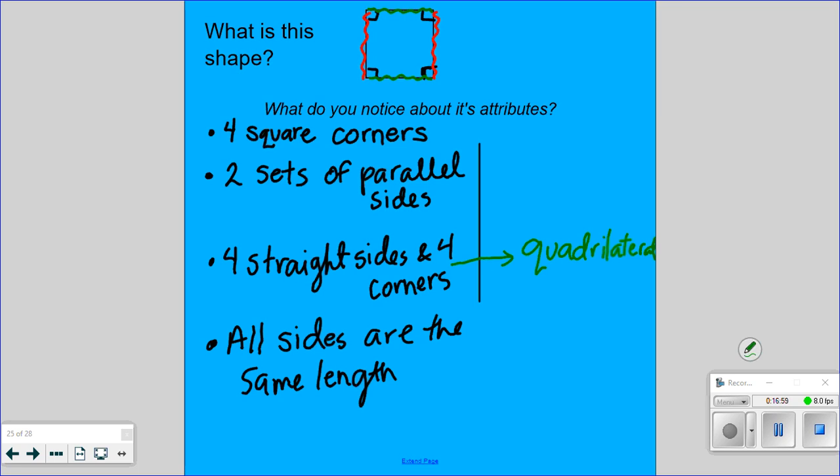Will, you got some other thoughts? I think it's a parallelogram. It is a parallelogram. What rules tell you it's a parallelogram? 2 parallel sides and square corners. Not square corners. Just 4 corners and 4 straight sides. It's also a parallelogram because of those 2 rules. It's a quadrilateral because it has 4 sides, 4 corners. It's a parallelogram because it has 4 sides, 4 corners, and 2 sets of parallel sides.